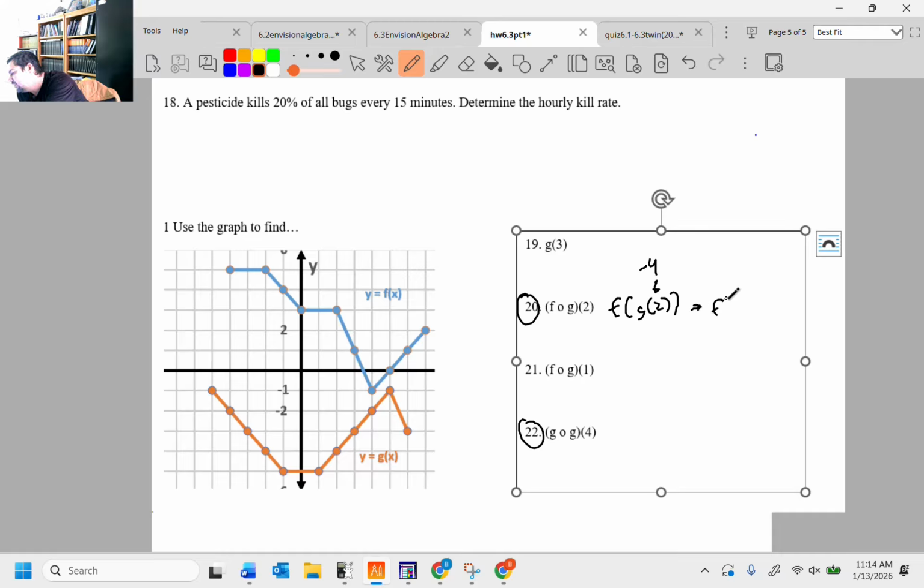So now the question is, find F of negative 4. I'm going to go where X is negative 4, and then I'm going to look at function F, and then look at the Y-axis, and I'm going to count, and I believe it to be a 5. It ain't rocket science.